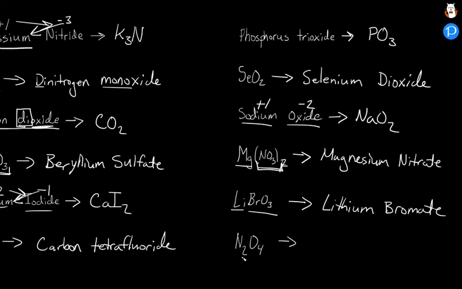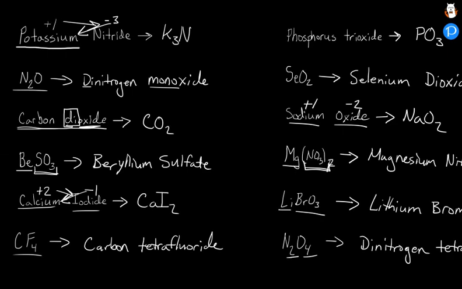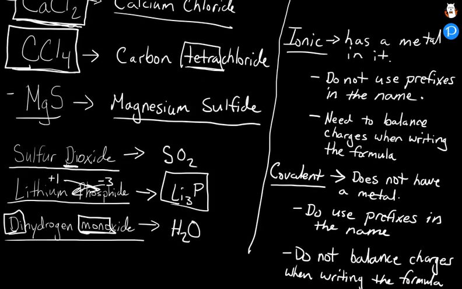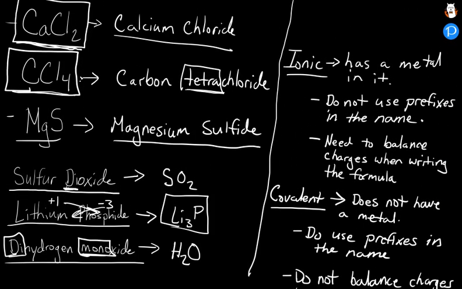So I'm going to use the Greek prefixes for these. So dinitrogen, and then tetraoxide. And that is how we do those. So hopefully those give you some good examples for writing formulas and names. But again, just being aware of the different rules and being able to tell the differences between ionic and covalent, and you should be good to go.